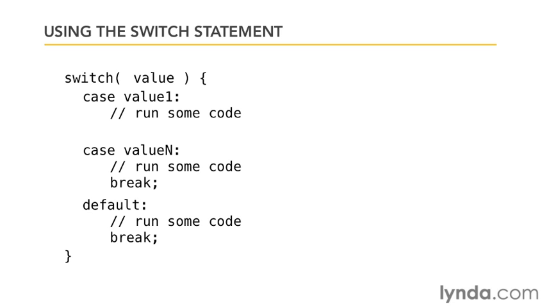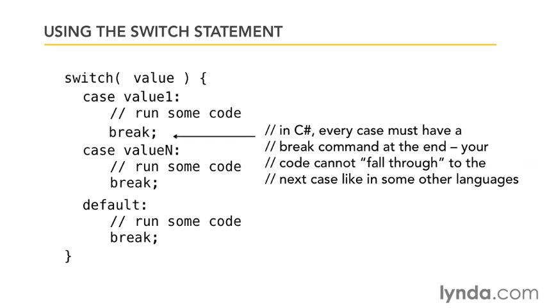Now, this is not legal in C#. In C#, every case has to have a break command at the end. Your code can't fall through to the next case like in some other languages. The reason for this is because the designers of C# did a whole bunch of studying of where bugs come from in programming logic. And it turns out that a lot of bugs can be traced back to developers mistakenly leaving out break statements in their switch cases when they probably shouldn't have. So the C# language enforces this. You have to have a break at the end of each one of your cases.